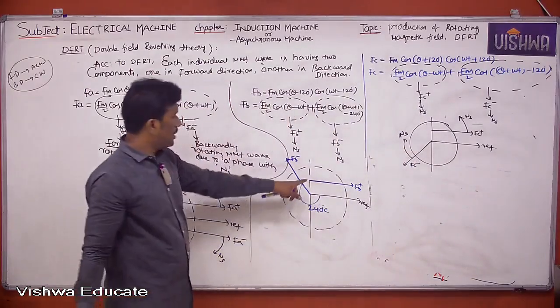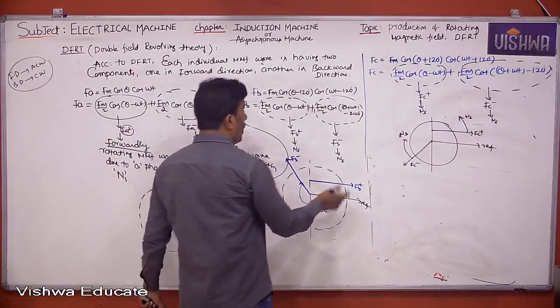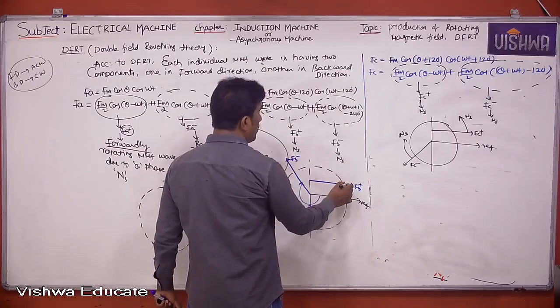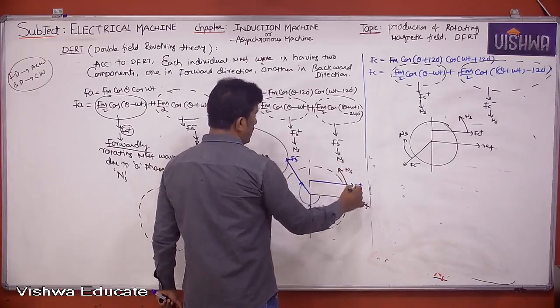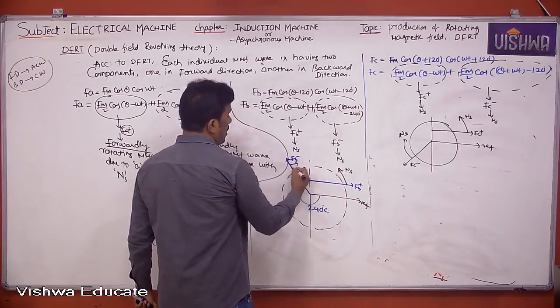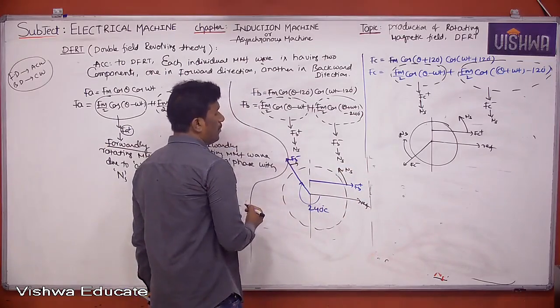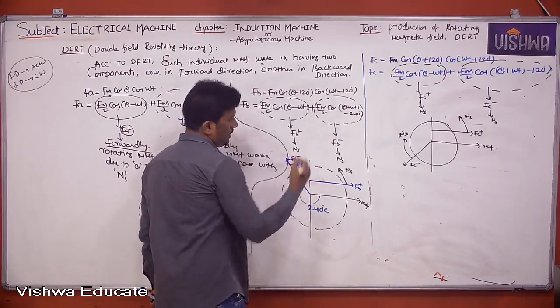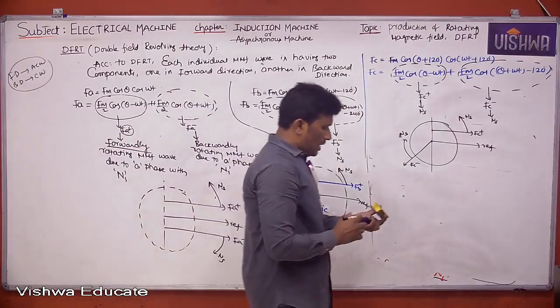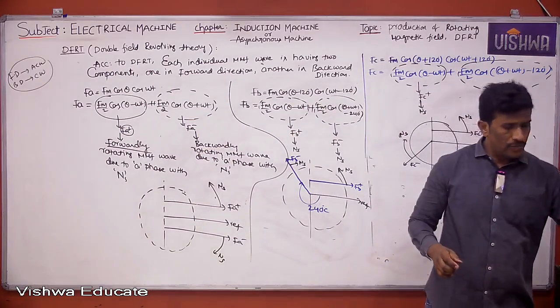Similarly, please show here also FB plus, the forwardly rotating MMF due to B phase, meaning in anti-clockwise direction like this, and FB minus means backwardly rotating MMF due to B phase, that means clockwise direction, with what speed? Ns. Okay.